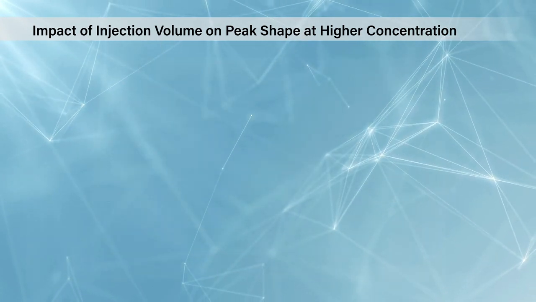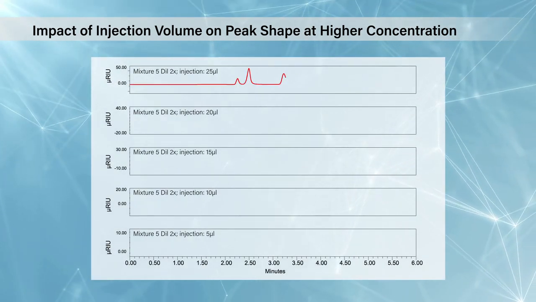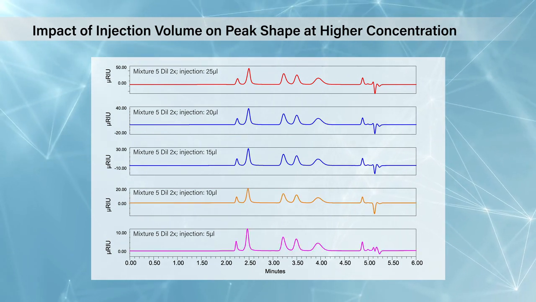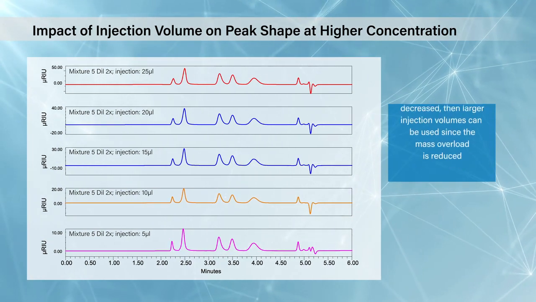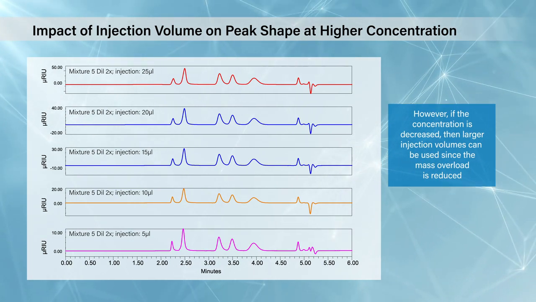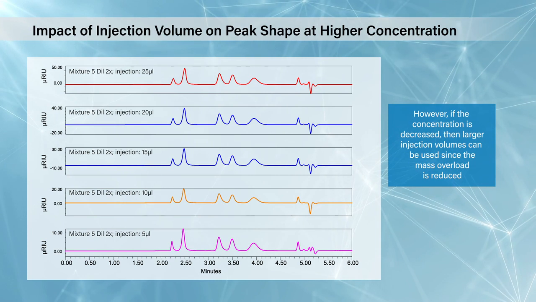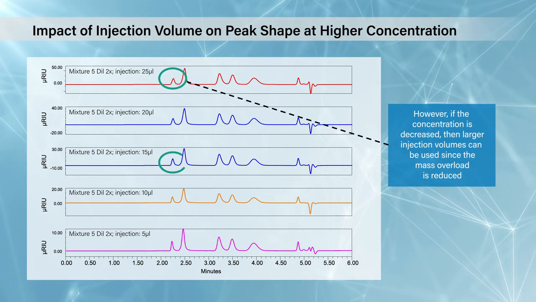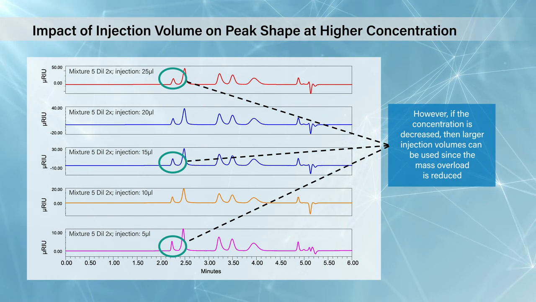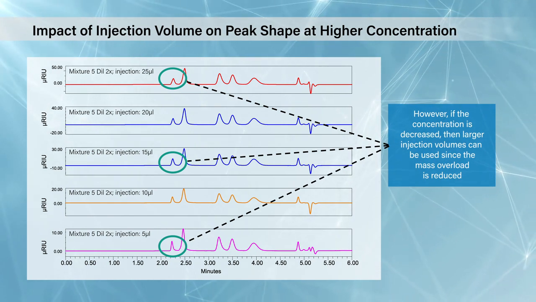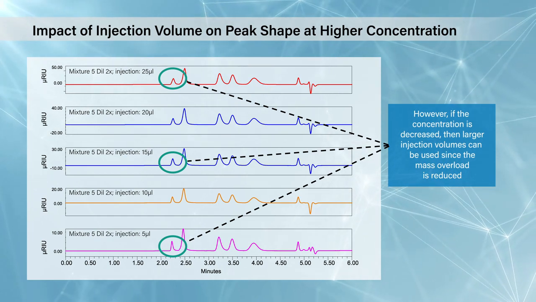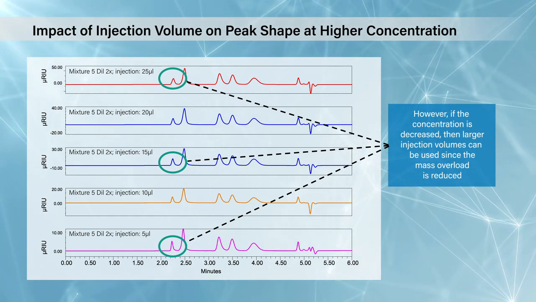Here we have, similarly, starting at the top, 25, going down to the bottom of 5. If you decrease that concentration, then you can actually start to use larger injection volumes because the mass overload is reduced. So this is exemplified most in that middle section, whereas before you had, again, a poor peak when you had a high concentration. At lower concentration, it allows you to inject a bit more, and that 50 microliters one is now, again, a correct peak shape.